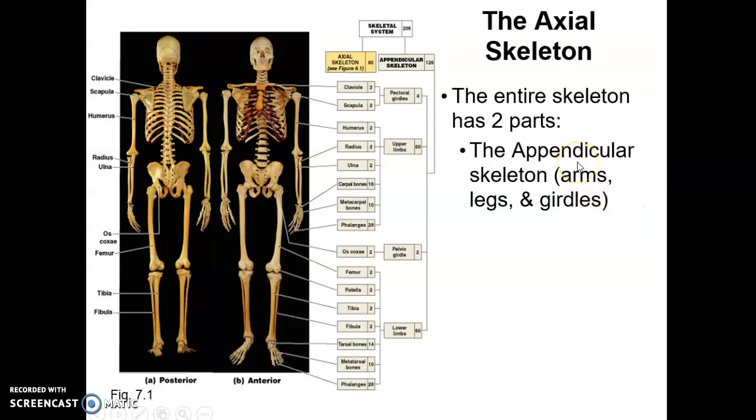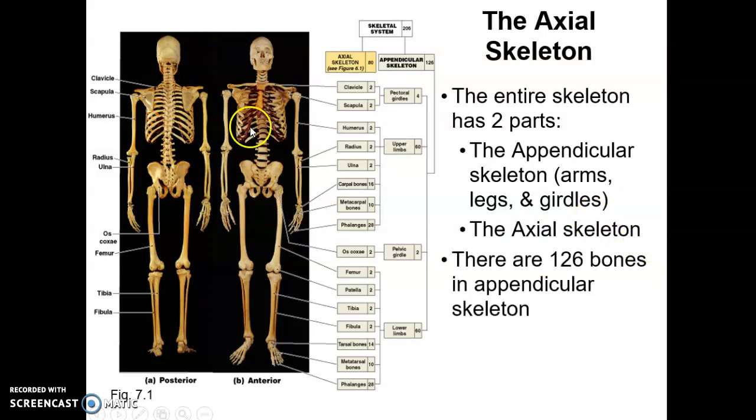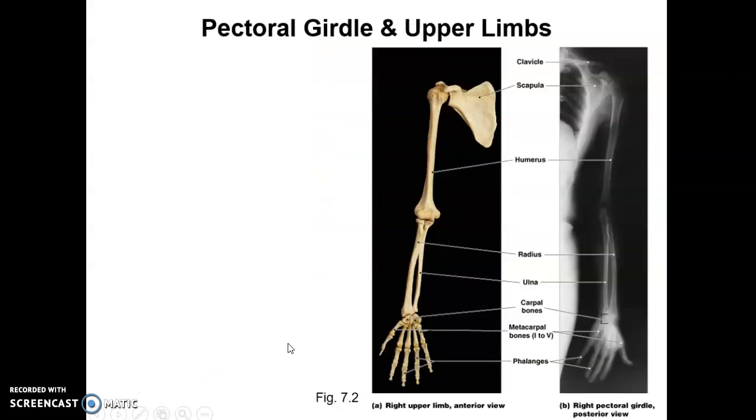And then the appendicular skeleton, think of it as the skeleton of the appendages, arms and legs, upper and lower appendages, and their respective girdles: pectoral girdle and pelvic girdle. And then the axial skeleton, of course, I just mentioned. In total, 126 bones in the appendicular skeleton. Most of them are the carpals in your wrists, and the tarsals in the ankles.